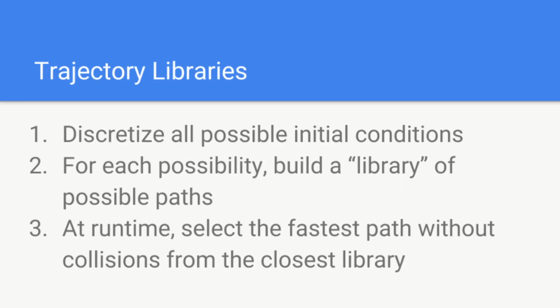The first step is to discretize all possible initial conditions. The second step is for each initial condition, we build a library of possible paths to take. Then lastly, at runtime, we select the fastest path for our goal that doesn't hit any obstacles. This approach gains the efficiency and accuracy of trajectory optimization, but can be run hundreds of times faster.